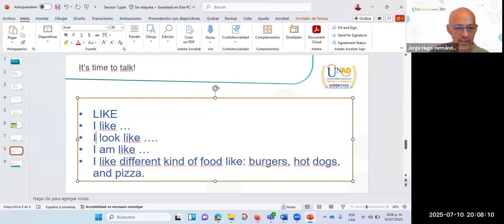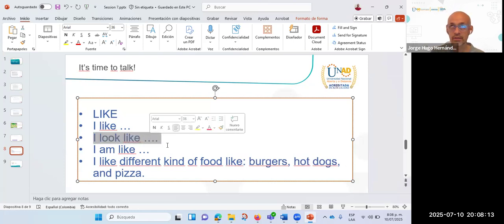But in these two sentences, it's different. I am like and I look like. And we are going to try to study each one of these cases, okay? Let me see here. I'm trying to find this one.